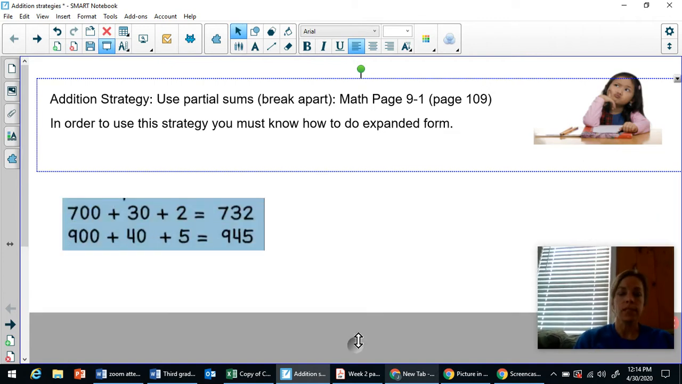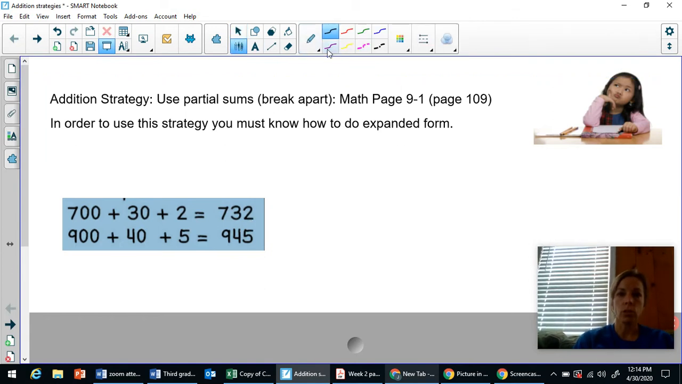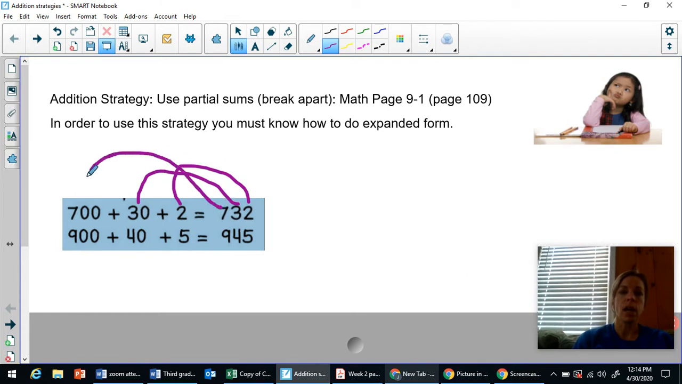This is an example of expanded form, and I know you guys did this in second grade. Here I have taken the number 732 and broken it up into hundreds, tens, and ones. When I'm looking at 732, I recognize that there was a 2 in the ones place. I'm going to use my tool here to show you what I'm referring to. That 2 in the ones place goes with that 2. That 3 represents 3 tens, which is the same as 30. And that 7 represents 7 hundreds.